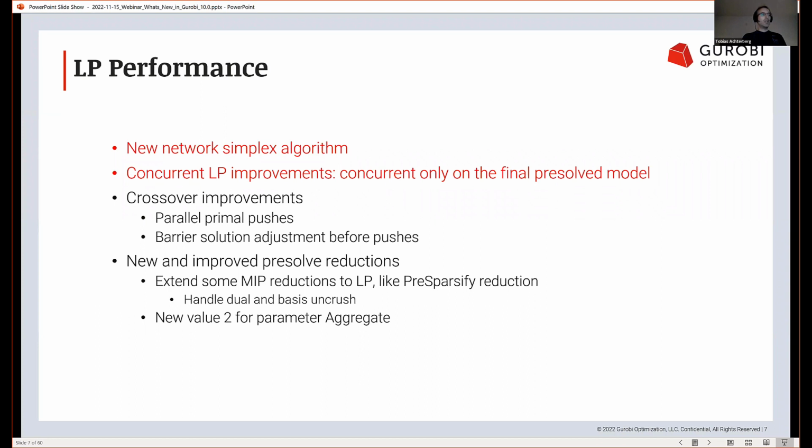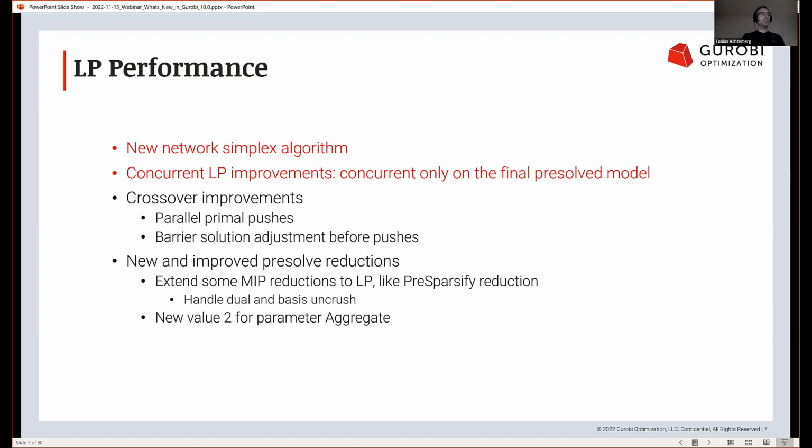And we have new and improved pre-solve reductions. In particular, we have extended some of the reductions that previously only existed for mixed integer programs to linear programs, in particular the pre-sparsify reductions. This LP pre-solve is a little bit more complicated because there you also have to deal with the dual solution and the basis, and you need to be able to uncrush such that you get a dual solution and also a basis for the original problem. For that reason, it's more difficult, and this is something that we have extended. And the aggregate parameter now has a new value too, which makes it more aggressive also for linear programs.